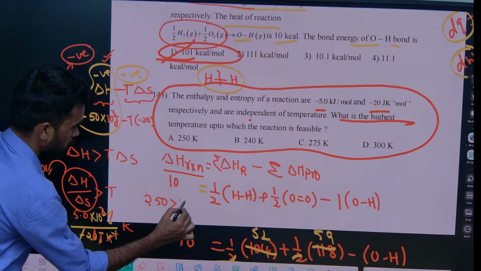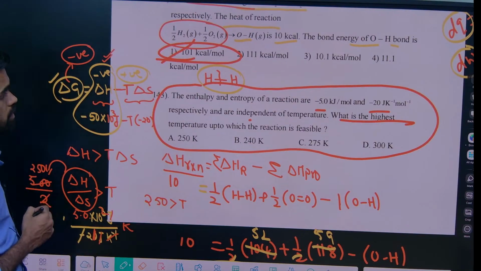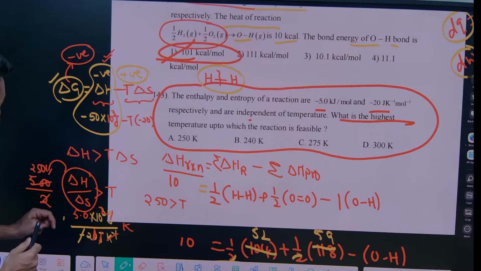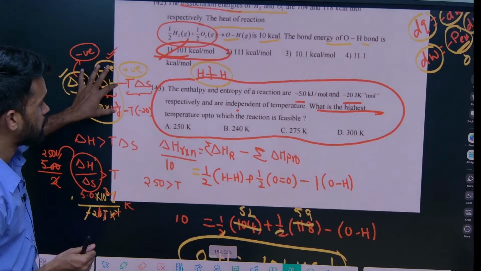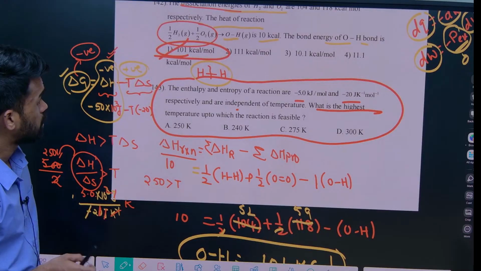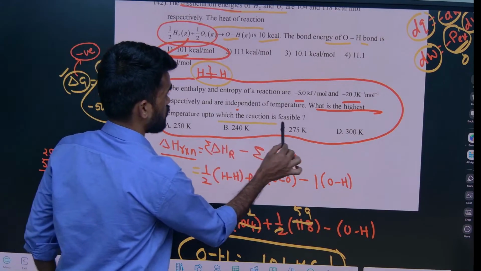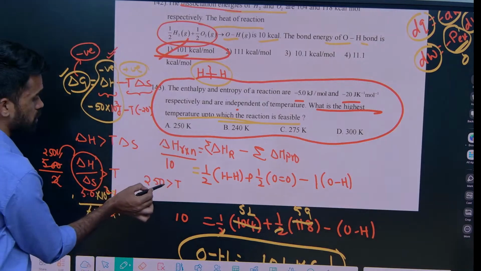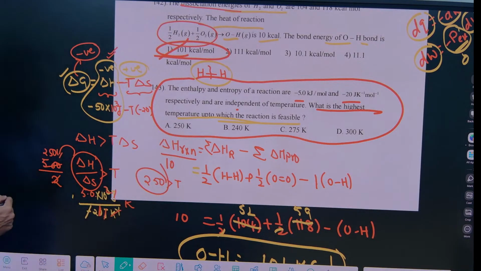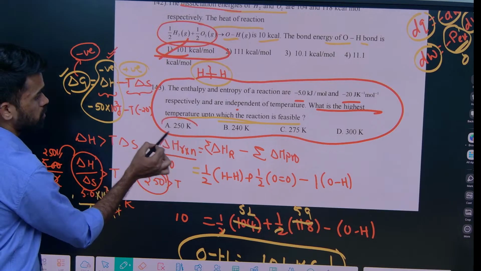So if the temperature is greater than T, then what happens? The reaction will be spontaneous. Now what are they asking? The highest temperature at which the reaction is spontaneous. So the highest temperature is how much? 250 here. That's it. So here you have option B.